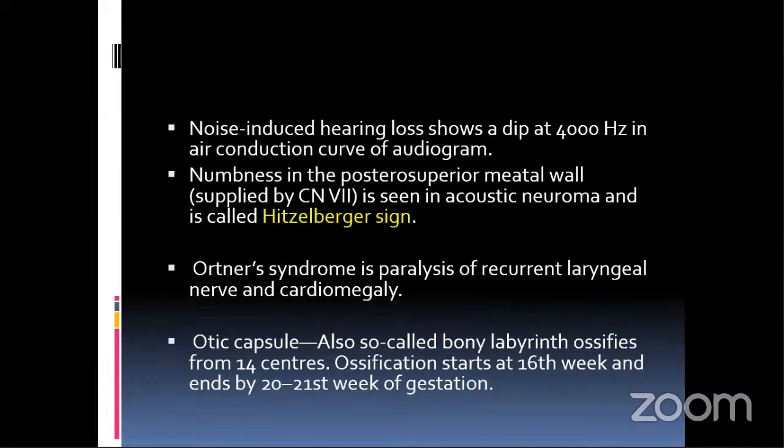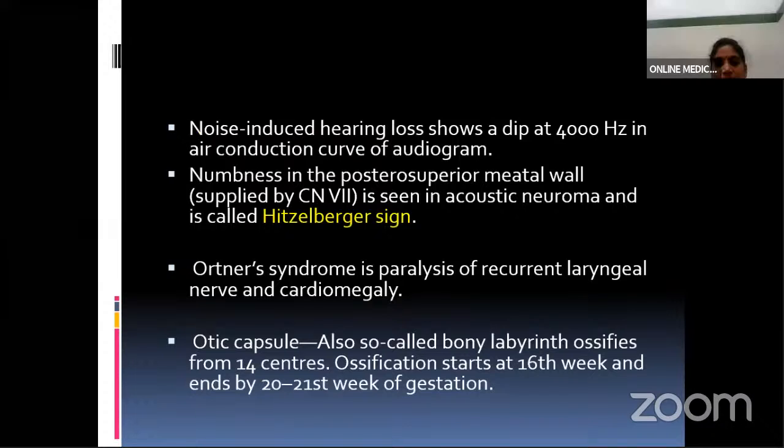Okay. So coming to the Hitselberger sign, this is being asked regularly. What is Hitselberger sign? It is numbness in the posterior meatal wall, which is seen in the acoustic neuroma. This posterior meatal wall is supplied by the 7th cranial nerve. Patient won't complain that they are having numbness of this wall. When we do caloric test, that time patient won't be having any sensation, whether we are using cold water or hot water, or a touch sensation won't be there.